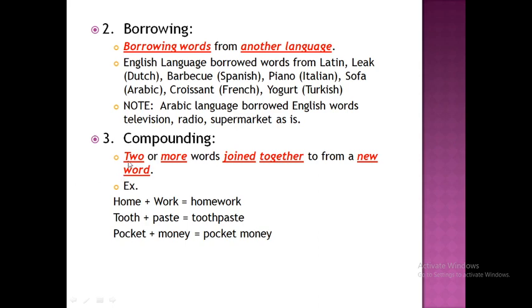Two or more words joined together to form a new word is called compounding word formation. Very simple it is. Here, home is a word and work too is a word. With the help of the combination of these two words, a new word came into the picture as homework. Tooth is a word, paste is a word, a new word came into the picture as toothpaste. Pocket is a word, money is a word, a new word came into the picture as pocket money. And we know what pocket money refers to? The money which we get from the parents to spend in a day, in a week, or in a month is called pocket money. So this compounding was the third process or third way of forming words.